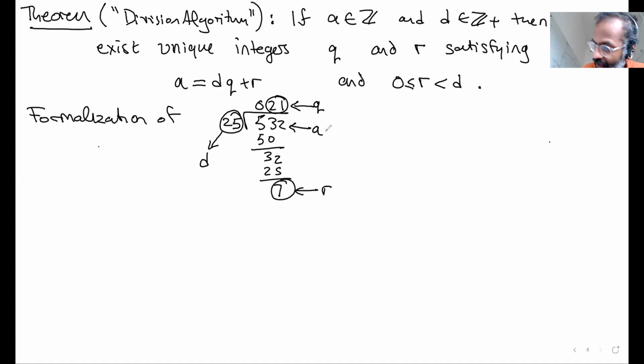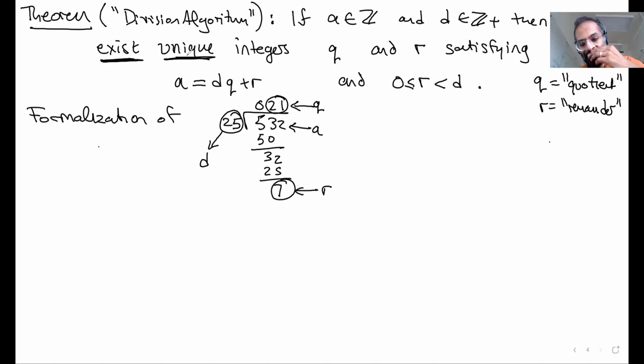And I will not prove this. There are two parts to this theorem, right? There's existence of these numbers Q and R. Q is called the quotient. As you know, R is called the remainder. And this is saying that there exist Q and R and they're unique. The uniqueness is important. It's saying that you can't do this in two different ways. There's only one choice of Q and R that have both these properties.